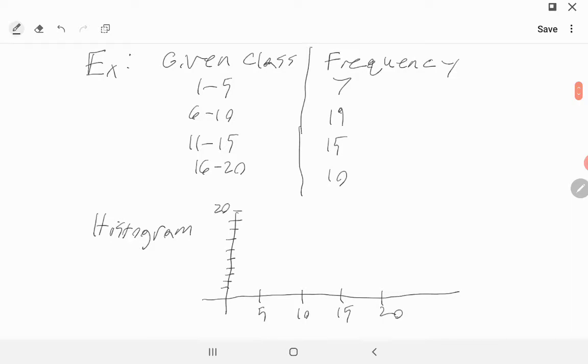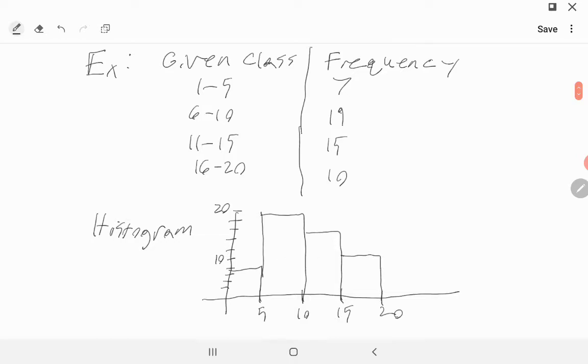And so we notice that class 1 to 5 has frequency 7. So we count off 2, 4, 6, 7. So we have a box, a rectangle of height 7 from 1 to 5. And then from 6 to 10, where we have a frequency of 19, we put a rectangle of height 19. Then from 11 to 15, we have that occur 15 times. So 12, 14, 15. We get that rectangle. And then 16 to 20, we've got 10.